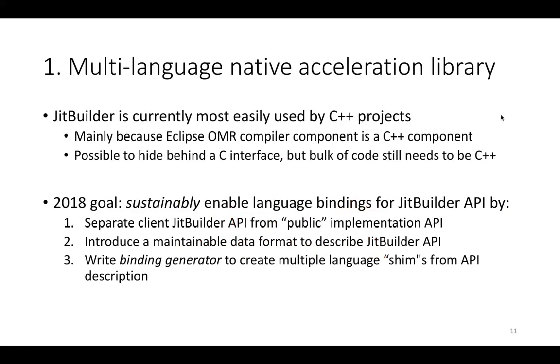And there's a series of things that I've been working on over the last couple of months, piece by piece, trying to put together this story. The first piece is trying to separate the client JitBuilder API from the public implementation that's currently in the OMR classes. Now, because the JitBuilder classes are OMR classes, and those classes need to talk to one another as well as expose a public API out to JitBuilder clients, the APIs kind of all mix together. And so the first step is to really isolate what the client JitBuilder API is from the implementation API that's needed inside the OMR compiler classes.